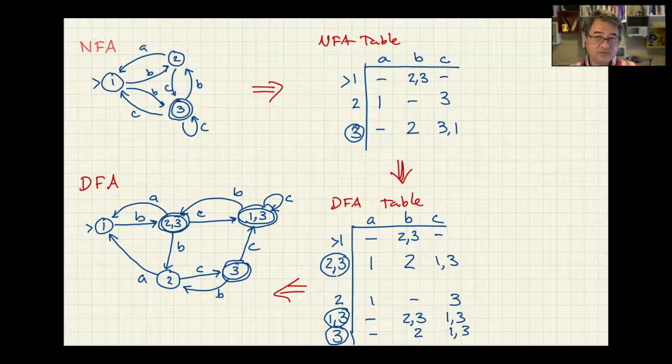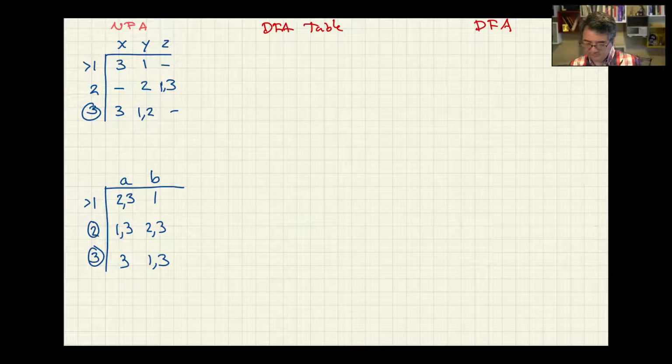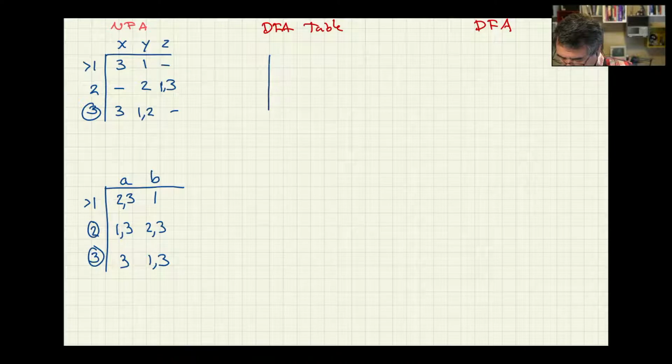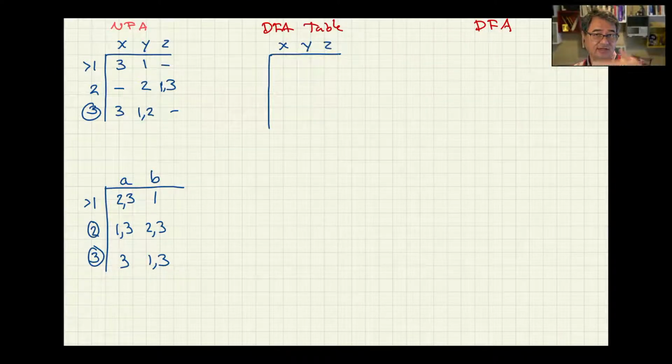Okay, so let's do a couple more of those. Now for this one, I'm not going to show you the NFA to start with. Let's just go straight from the table to the DFA table, and then from there to the DFA diagram. Put down our symbols across the top. And then we'll start laying out the states as we go down the side. So we'll start at 1, and then we'll just copy that row over.